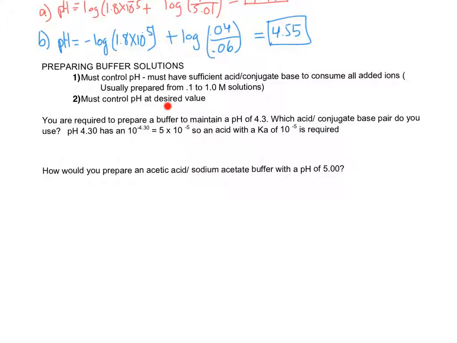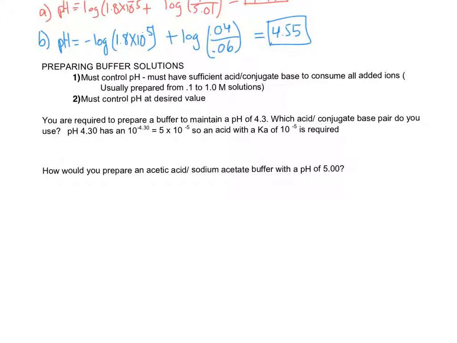So, if your blood is slightly basic, I think it's like 7.2 to 7.4 or something like that is its pH, slightly basic. You want to have a buffer that is slightly basic, that is going to hold the pH at that level, not something that's way higher or way lower.